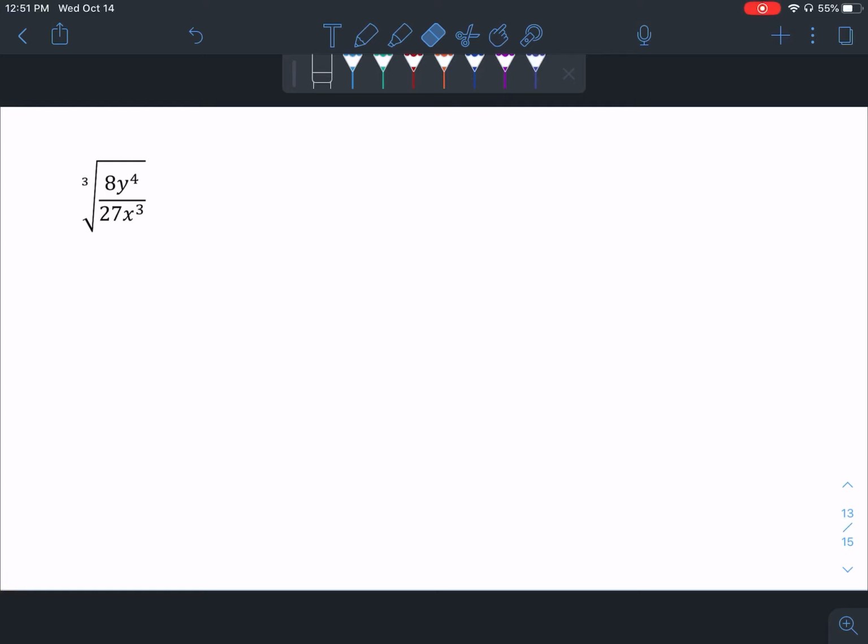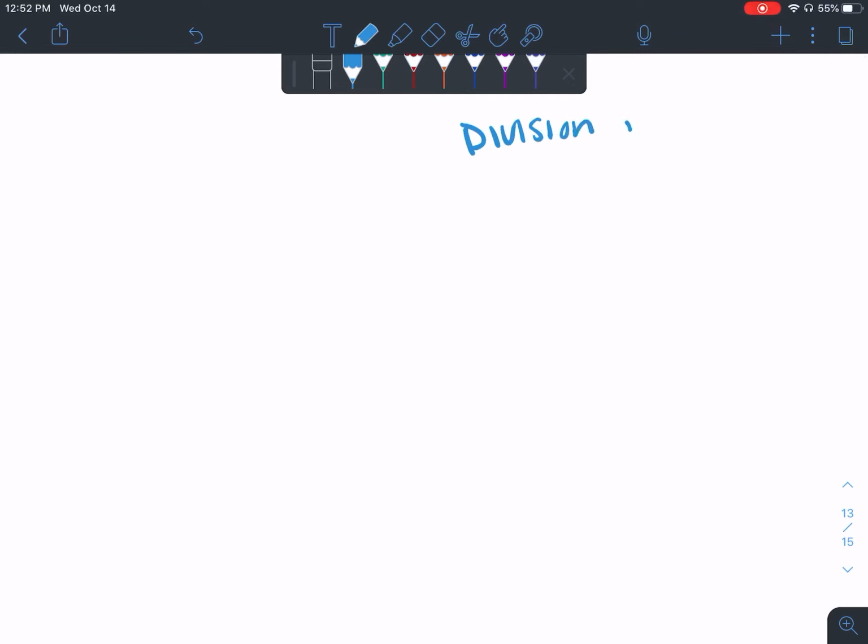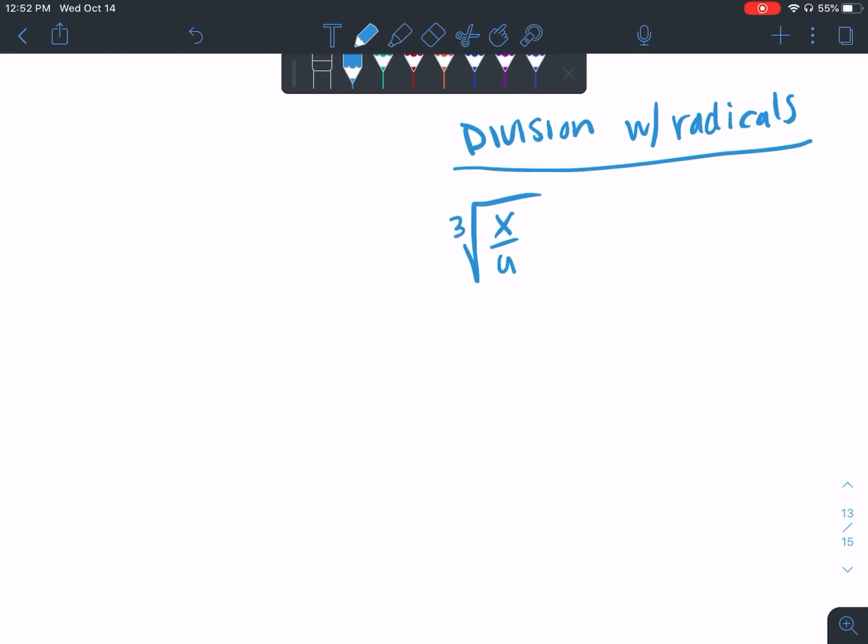Okay, so in this video, we're going to look at division and multiplication when we're dealing with radicals. So this one we have here is a division one. Let's come over here and write some notes down first. When you're dividing with radicals, so here we have the cube root, let's just say x over y, that can always be rewritten as the cube root of x over the cube root of y.